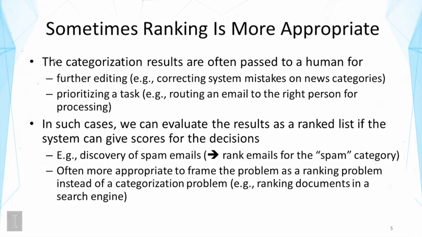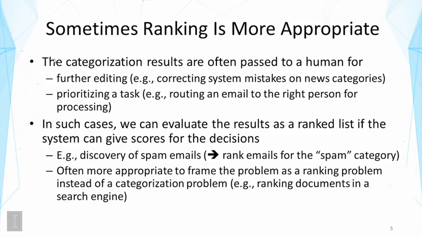Also, sometimes categorization results might actually be evaluated from a ranking perspective. This is because categorization results are often passed to a human for various purposes. For example, they might be passed to humans for further editing. News articles can be tentatively categorized by a system, and then human editors would correct them.